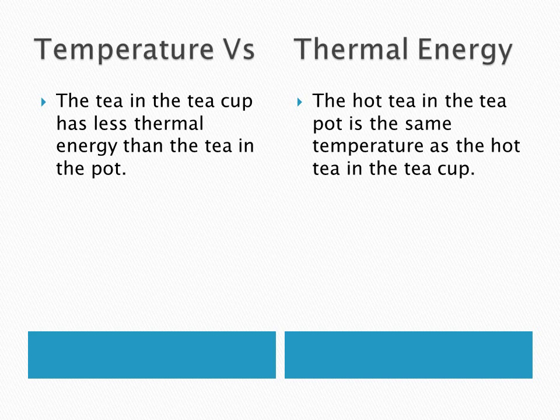Again, look back to the above picture, a teacup and teapot. Which has more substance? Of course, the teapot has more tea. It means the teapot has more thermal energy because thermal energy depends on the amount of substance. But when you compare which has more temperature, the hot tea in the teapot is the same temperature as the hot tea in the teacup because temperature does not depend on the amount of particles.